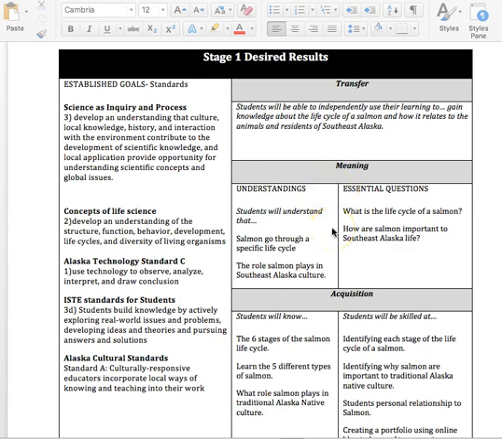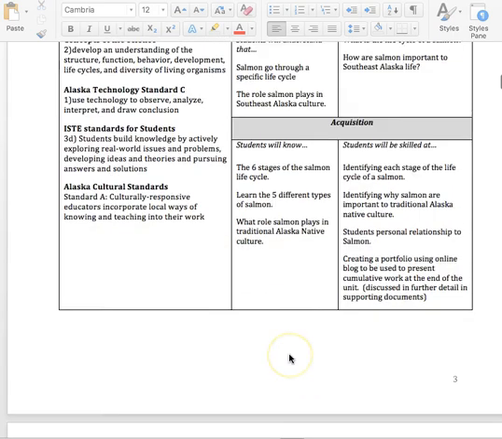Then we move down to the understandings. These understandings are what the student will learn and understand at the conclusion of the unit. So this is that salmon go through a specific life cycle, and what role the salmon play in Alaska culture. The essential question is, what is the life cycle of a salmon and how are salmon important to Southeast Alaska?